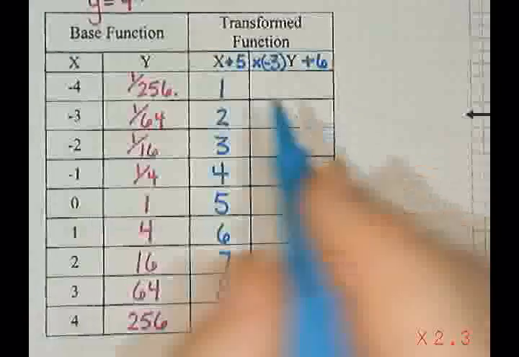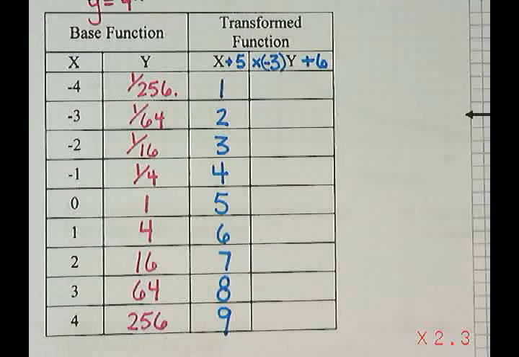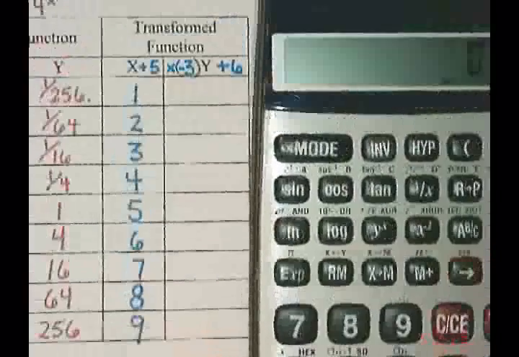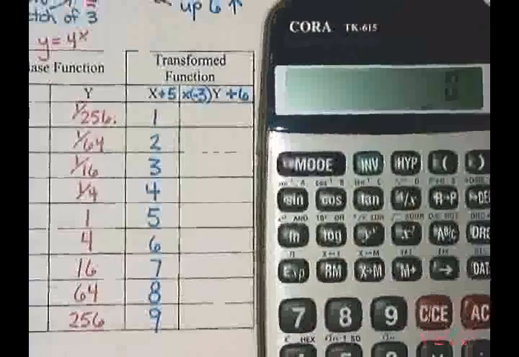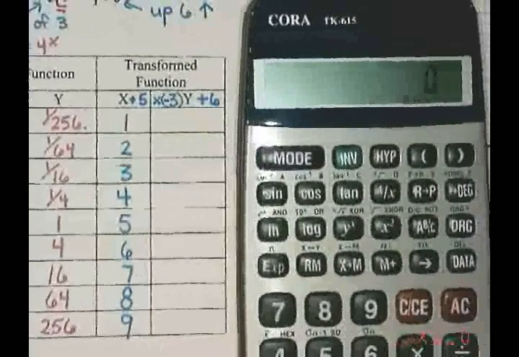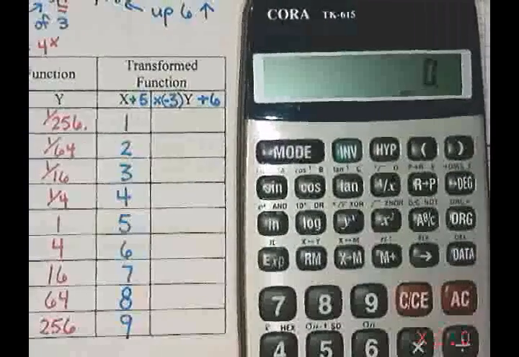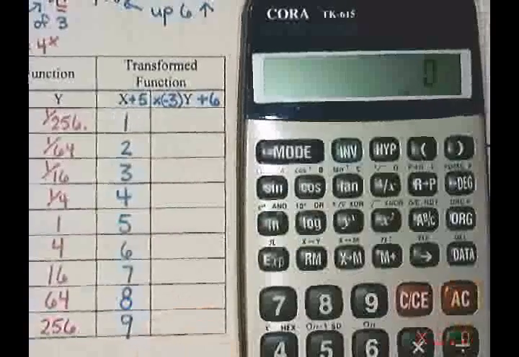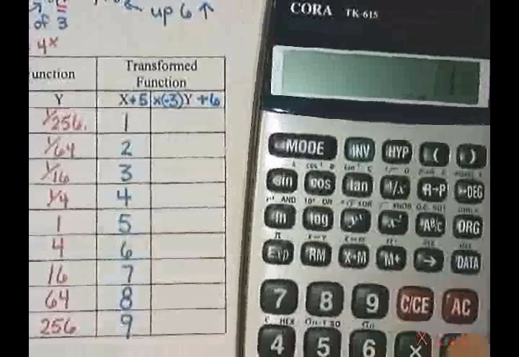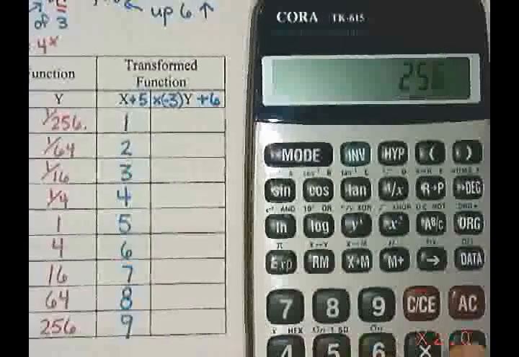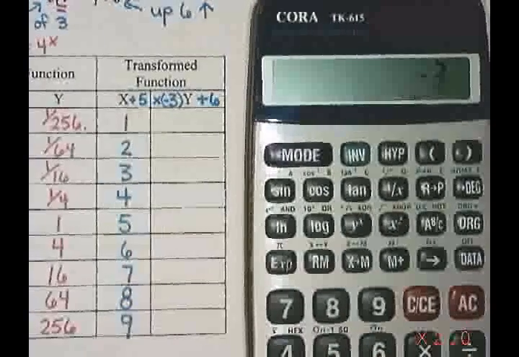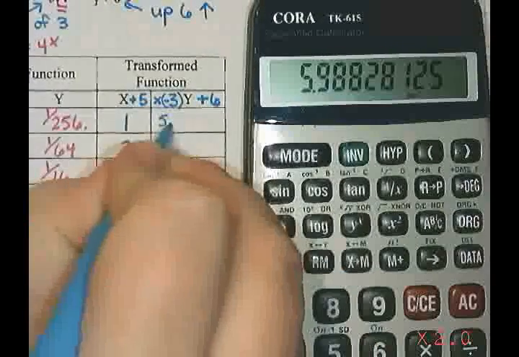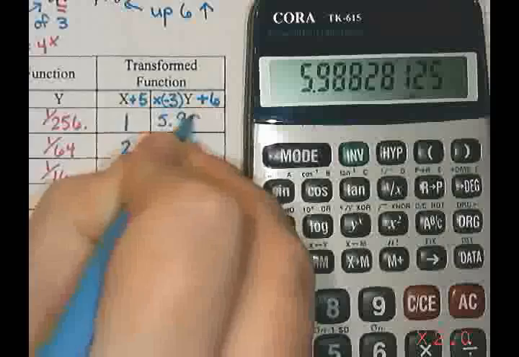Now to do the other one, I will often use my calculator to help me out, since sometimes it's a little tough to do that in your head. I'm going to zoom out a little bit here. So I have 1 over 256. We need to multiply first before we add and subtract. You have to follow those BEDMAS rules. So 1 divided by 256 times negative 3 plus 6 is 5.988 or 5.99.